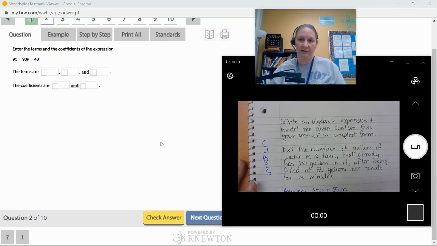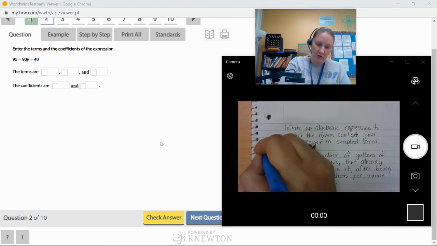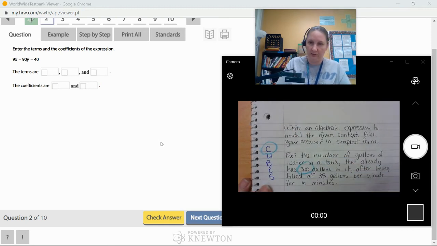Okay, so we're going to write an expression to model the context, and give your answer in simplest form. So this time they didn't tell us what our answer would be. They want us to read through it and then create our own expression. So again, we're going to use CUBES. The number of gallons of water in a tank that already has 300 gallons in it after being filled at 35 gallons per minute for m minutes. So we're going to circle our numbers and variables. So 300 is a number, 35 and m are going to be circled.